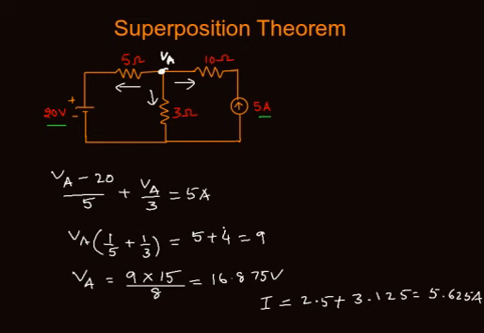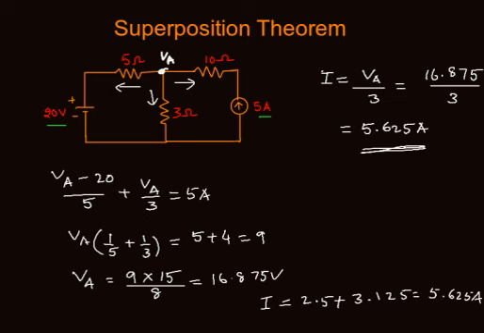Now if you want to find the current at 3 ohms, the current is the voltage drop VA divided by 3. So that means 16.875 divided by 3, which gives 5.625. So we have verified the superposition theorem.